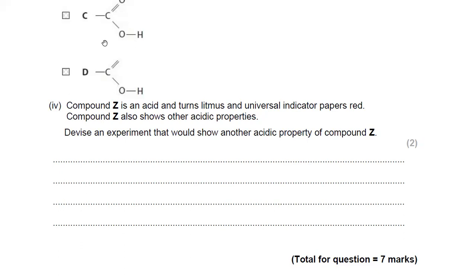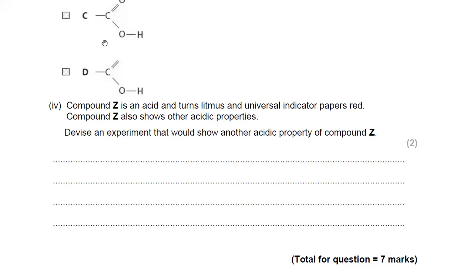What other test can we do? We can add a piece of metal like a magnesium ribbon. What will happen? Bubbles of hydrogen gas will be produced, and you can test for hydrogen gas. You can add a metal carbonate. What happens when I add a metal carbonate? Carbon dioxide is produced. You see bubbles of gas, and then you can also test for the gas to make sure it's carbon dioxide.